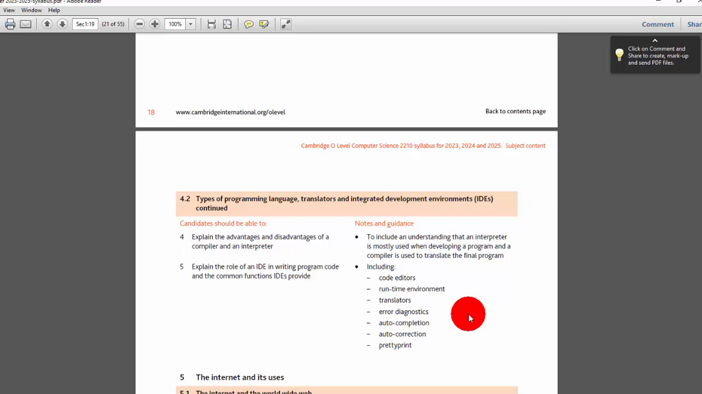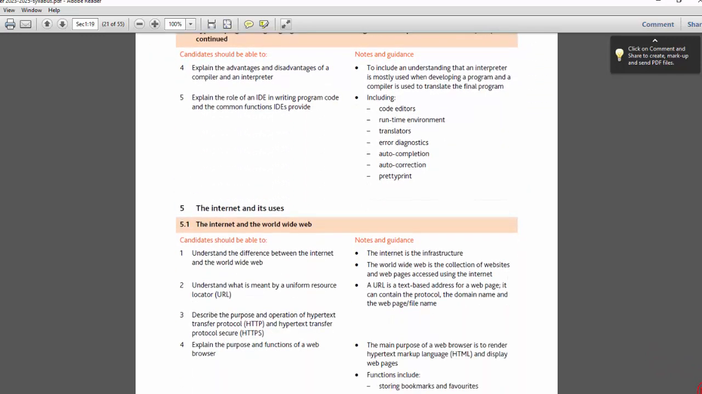That 4.2, types of programming language, translators, IDE, including code editors, runtime environment, translators, error diagnostics, auto completion, auto correction, pretty print. So this is a new updated part of the syllabus. We are not going to discuss what these are basically. We are about to discuss what the basic updates in the syllabus are, how the syllabus has been updated, and what the contents of the updated syllabus are. So this video is about the updated syllabus, right? Not how these things work. We will discuss it in another video.